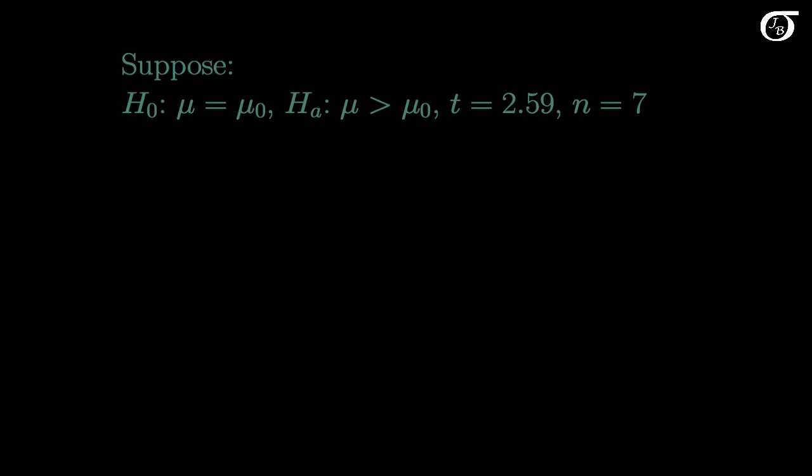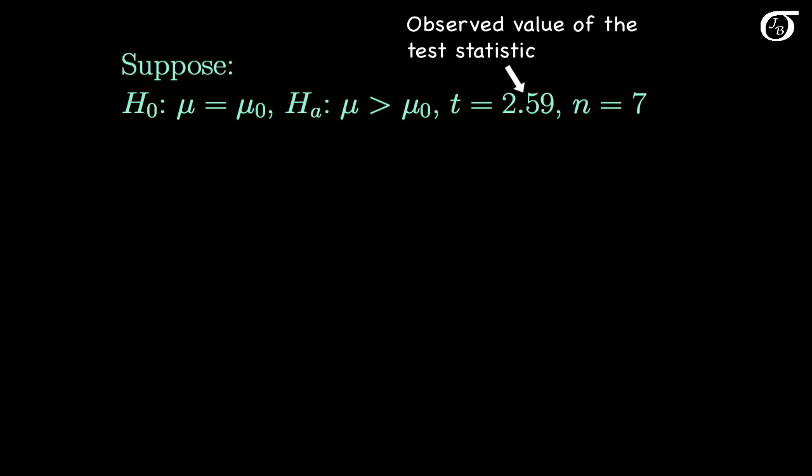Let's look into using a t-table to find the p-value in a one-sample t-test. Suppose we have a situation where we are testing the null hypothesis that mu is equal to mu naught against the alternative hypothesis that mu is greater than mu naught, and we find that the observed value of the test statistic is 2.59 with a sample size of 7.